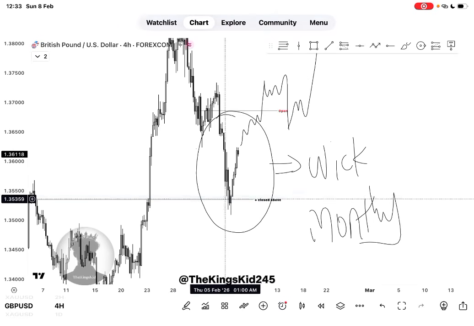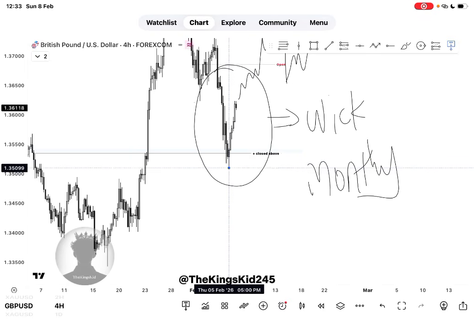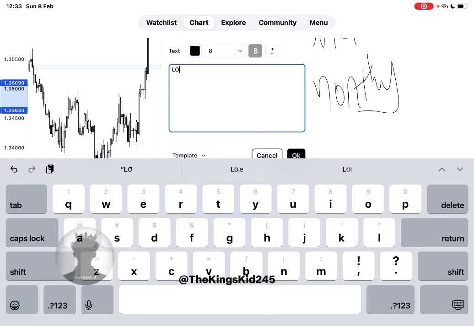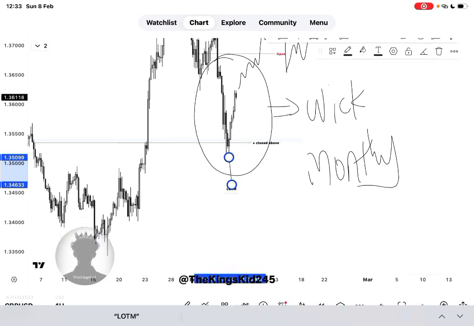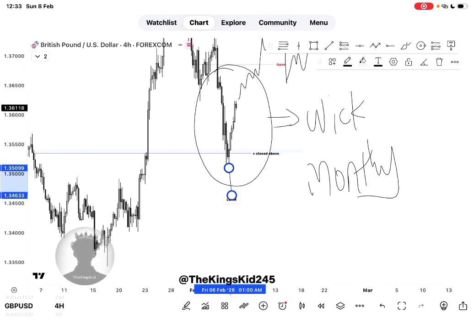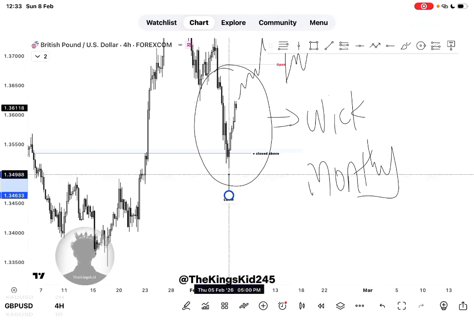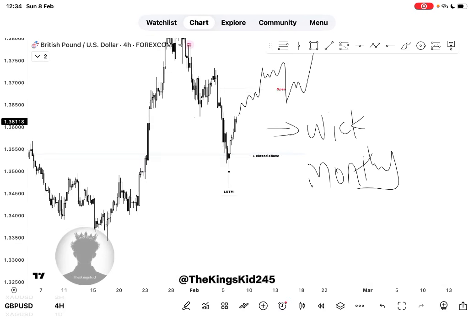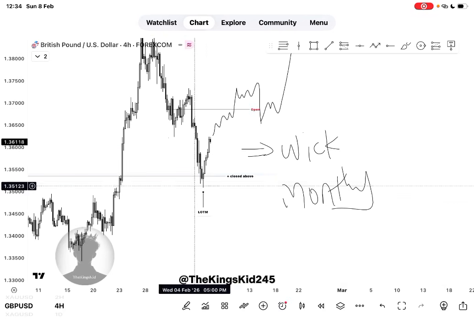So this is actually the low of the month right here. The market has given you already the low of the month. Literally, this is the low of the month right here. So I don't anticipate or expect this market to come back again to this low of the month.